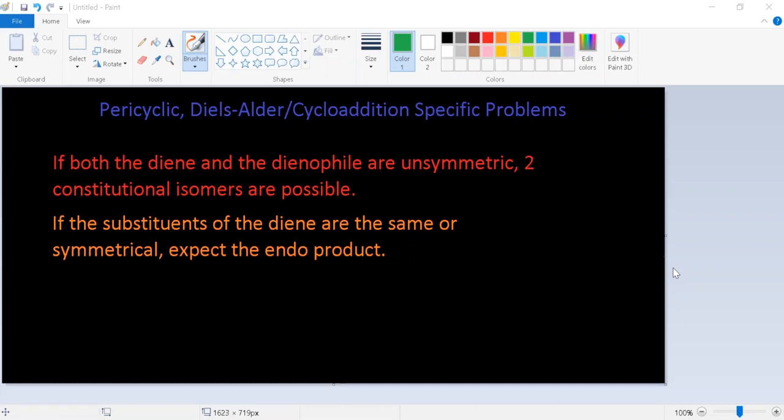First thing on the board right now, I just have two rules that are helpful for determining if you have to consider endo versus exo product, or determining where the regiochemistry of your molecule will end up putting different substituents. I'll apply these two rules throughout the video. So let's get into the first problem.